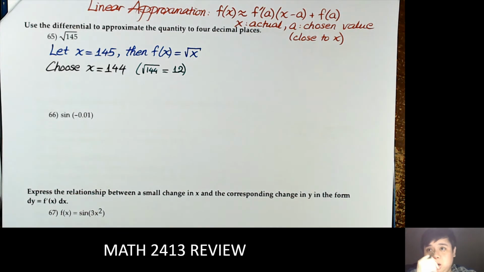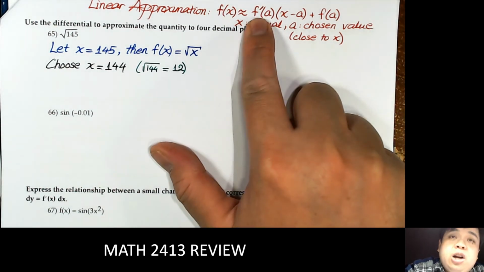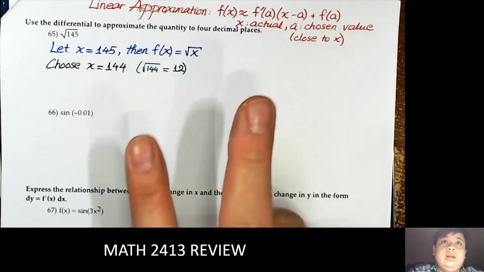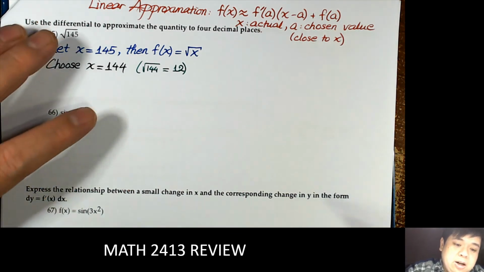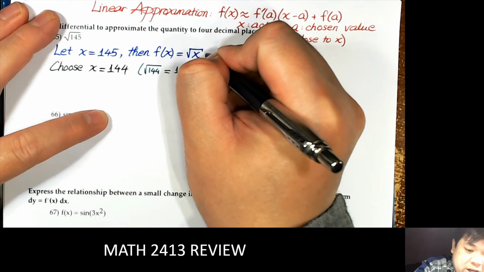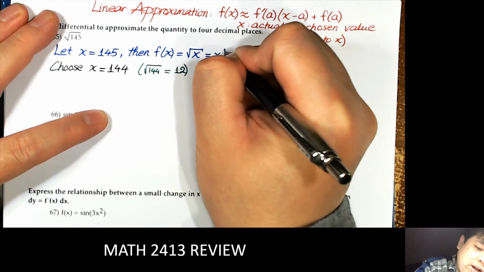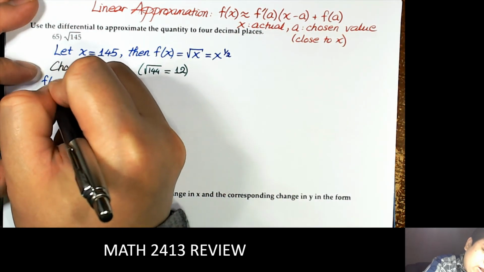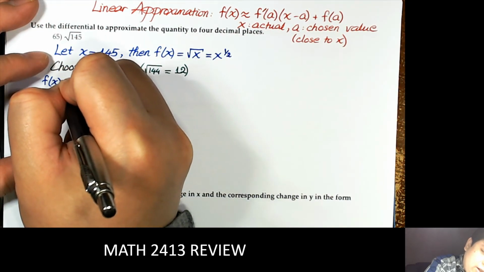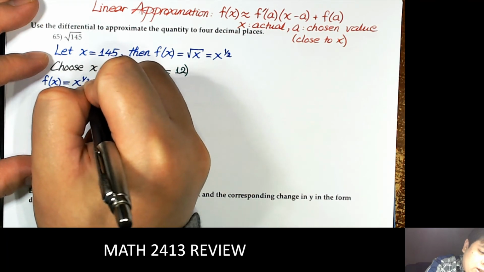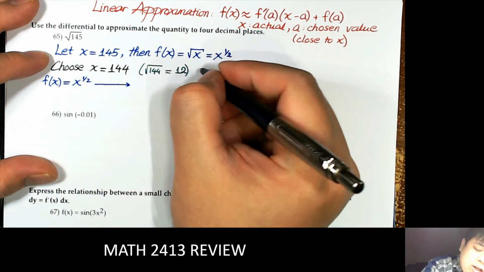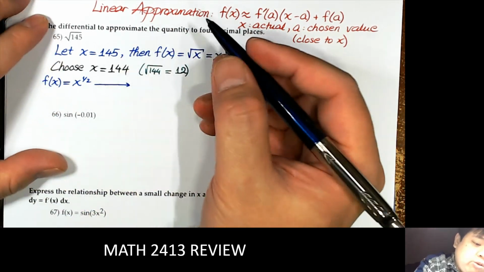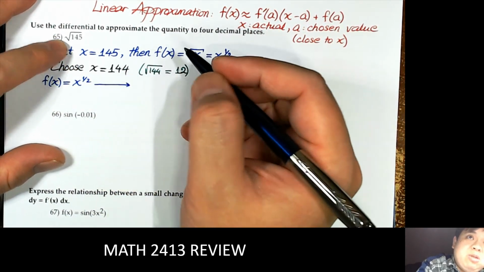So we just have to choose something close to it and very easy to evaluate. So that's easy. Next, in this case, we need to find the derivative and the values of the function at that point. If we want the function to be easier to take the derivative of, we can also use 1/2. First, the function is x to the 1/2. We'll evaluate at x equal to 144, the nice numbers here.